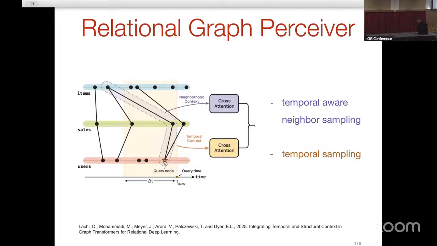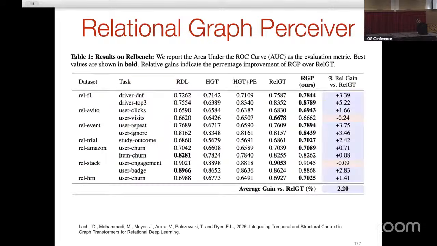So we have two kinds of sampling going on here. One is temporal aware neighbor sampling, which is the default that we have been talking about since the start of this tutorial. But in relational graph perceiver, we have an added term, which is the temporal sampling. It just looks at the recent and encodes a pure recency bias, and these are the performance enhancements. So we can still play with these small but very useful and impactful gains in our models, across GNNs and across graph transformers.